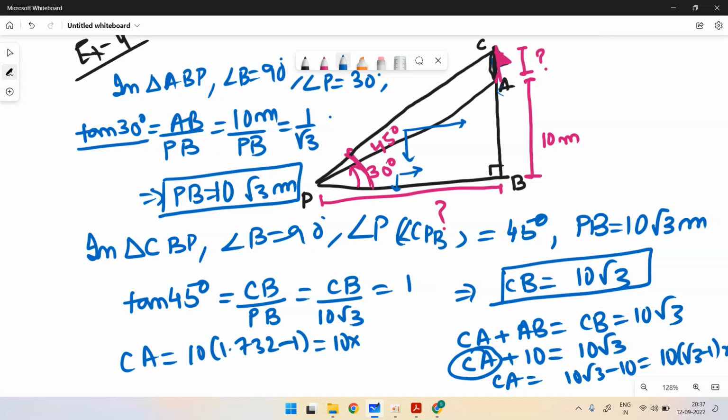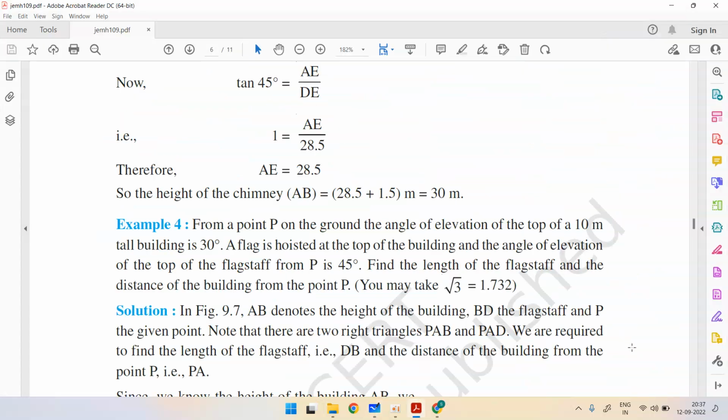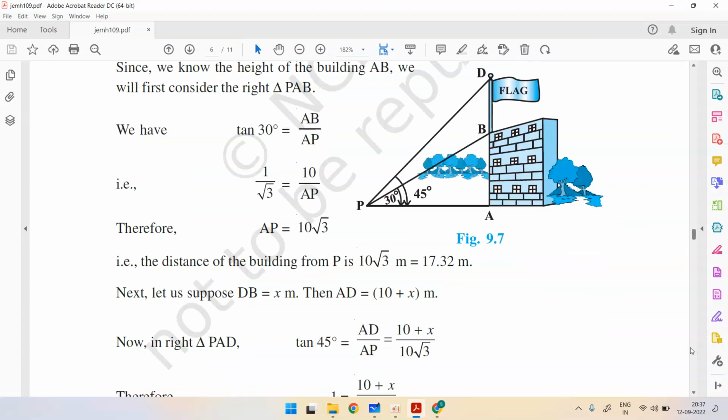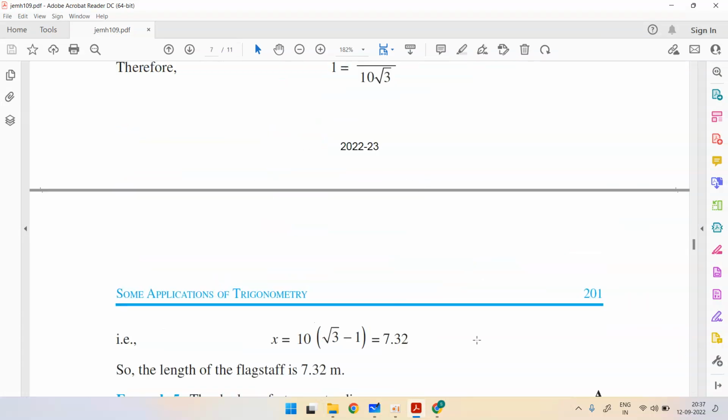Which is nothing but 10 into this is, if you subtract, this is 0.732, and if you calculate this multiplied by 10, this is 7.32 meters. So the length of the flagstaff is 7.32 meters, and the point P from the base of the building is 10.3 meters, which is the answer. Now next question is, see they have also calculated this, and that is 7.32 meters.